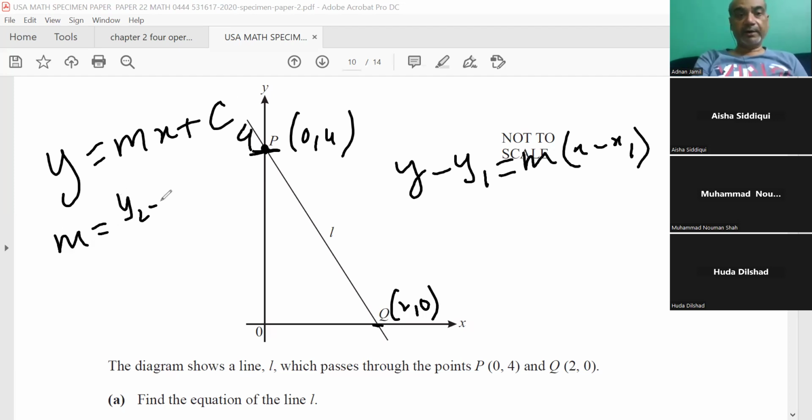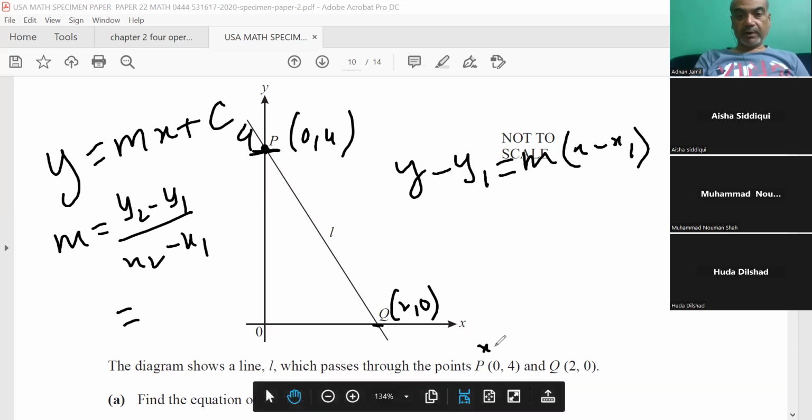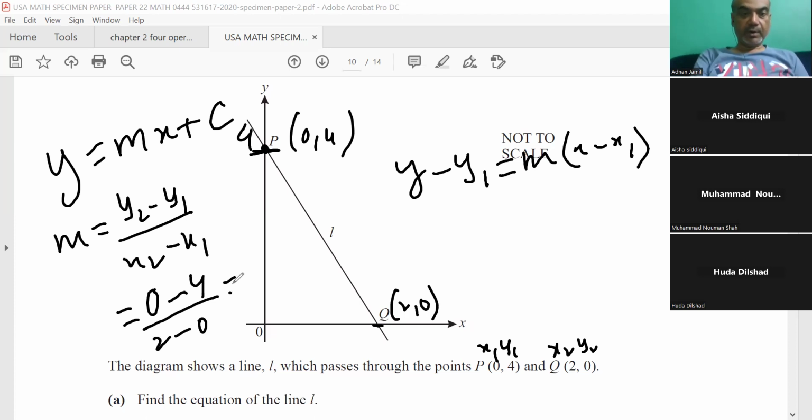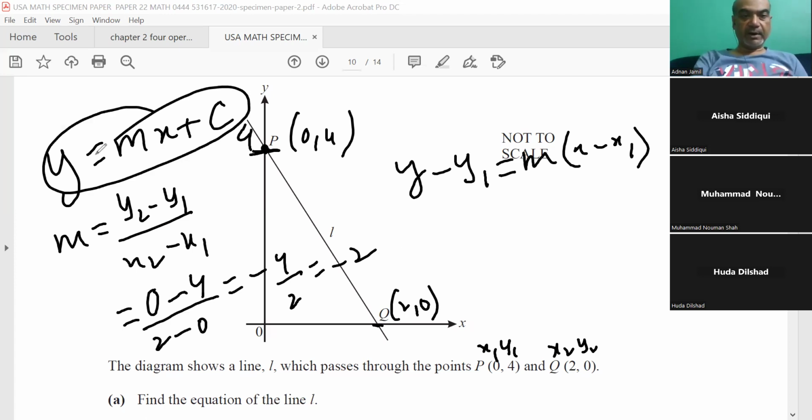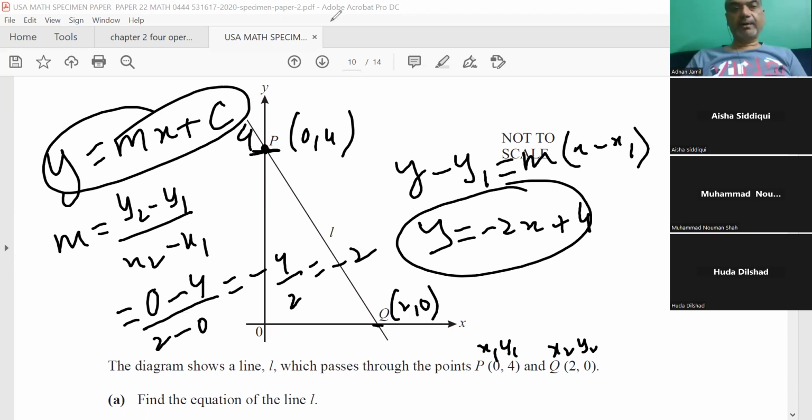And how to find the gradient? y2 minus y1 over x2 minus x1. So x1, y1, x2, y2: 0 minus 4 upon 2 minus 0, so it will be minus 4 upon 2, which equals minus 2. So if I'm using this equation, I will write y equals minus 2x plus 4. Got your answer? Okay, all right.